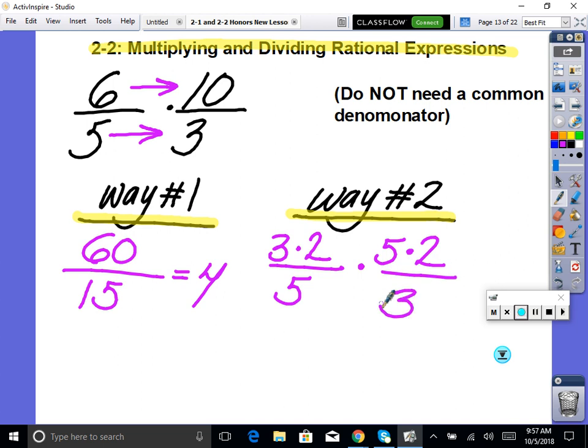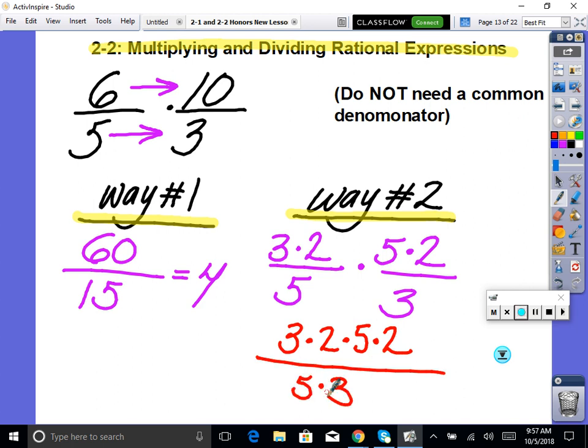Now what we would do is multiply straight across, but not actually multiply it out. So on top I have 3 times 2 times 5 times 2. And on bottom, I have 5 times 3. Do you guys see? So now divide out exact factors. 5s divide out, 3s divide out, and left is 2 times 2 on top, which is a 4. This way is technically easier, quote unquote, because we're not dealing with such big factors.